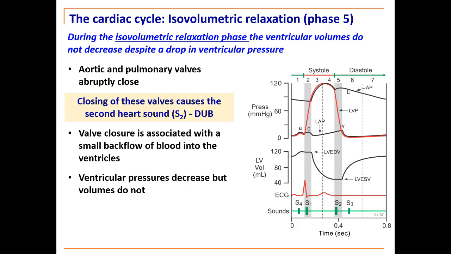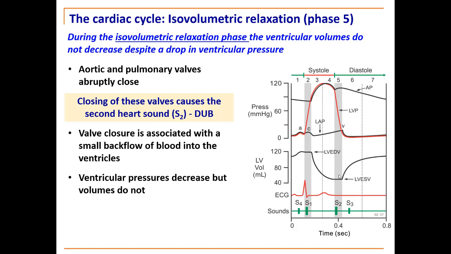At this point as well, the ventricular pressures are decreasing, remember, but the volumes don't. So now we know all the valves are closed. The mitral and the tricuspid and the pulmonary and the aortic valves are all closed because the left ventricle is relaxing, but blood isn't going anywhere. So the pressure is going down, but the blood volume is staying the same, as shown by the left ventricular volume graph. And that, of course, is the reason it's called isovolumetric relaxation. Relaxation of the left ventricle, no change in blood volume.